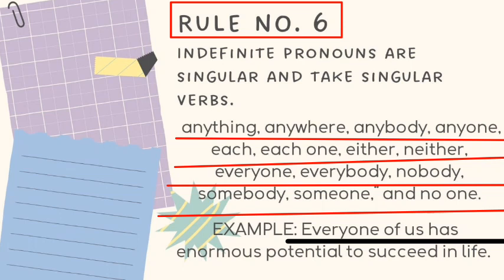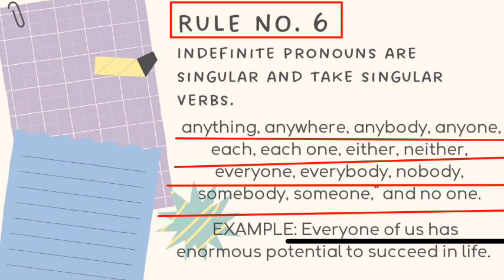So we have an indefinite pronoun, everyone, as a subject. So it should take a singular verb, which is has. We understand our rule number 6. It's all about indefinite pronouns. You can also give another example about it.